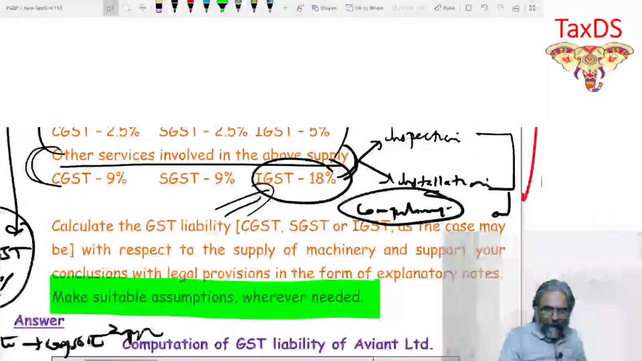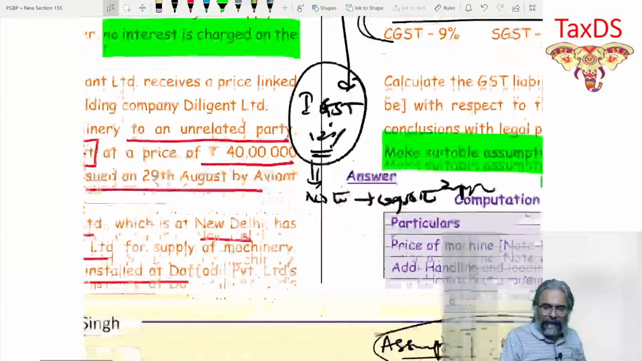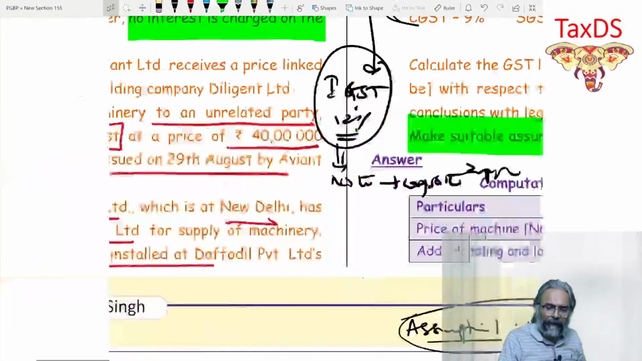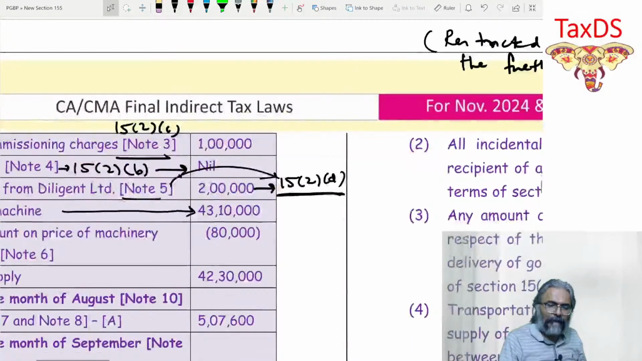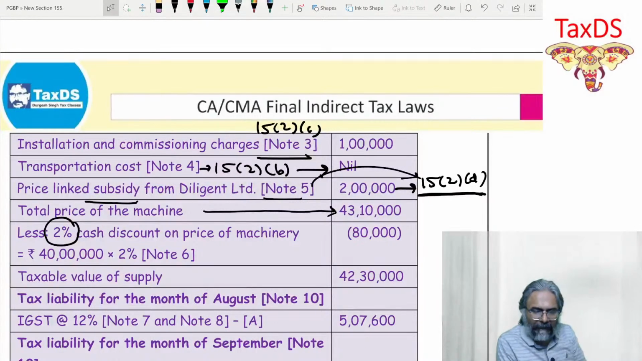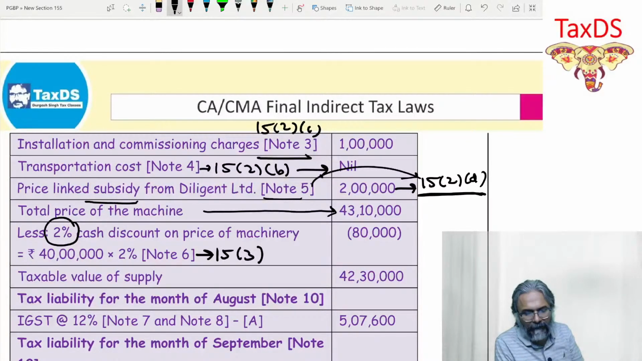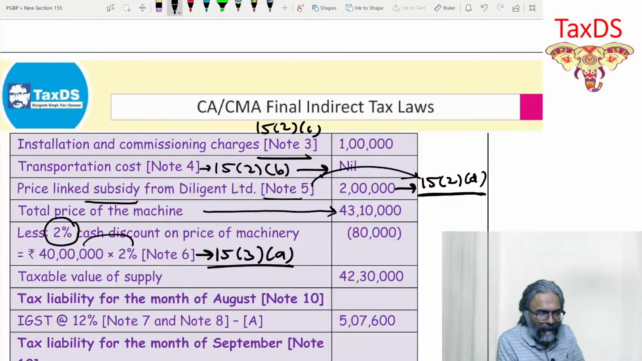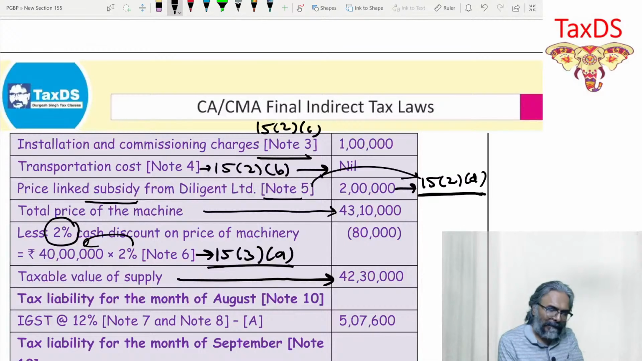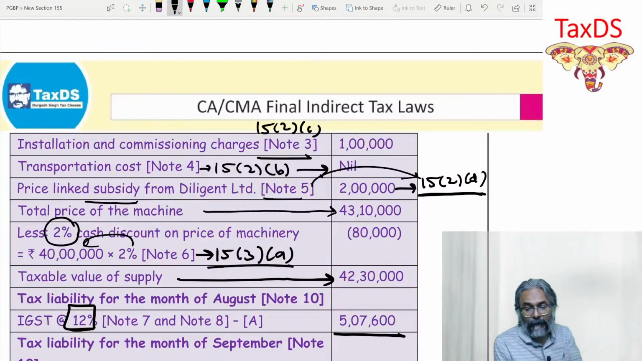Okay, students, fine. So now we have done 15.2c. The discount note number 6 that we are talking about, this section would be 15.3a. Upfront discount you have to give on this amount. The taxable value of supply is 42,30,000 after doing those add and less. Tax liability, IGST 12%. Now, this composite supply, that is what I'm going to write, 12%.